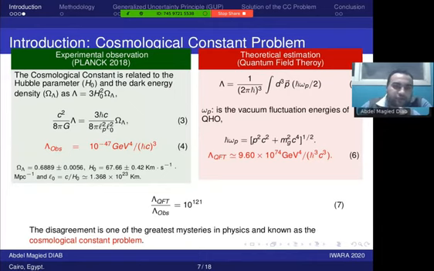There is a large gap between these two values, where the quantum field theory estimation value of the cosmological constant differs by 10 to the power positive 121 from the observed experimental value. This disagreement is one of the problems in physics, known as the cosmological constant problem.